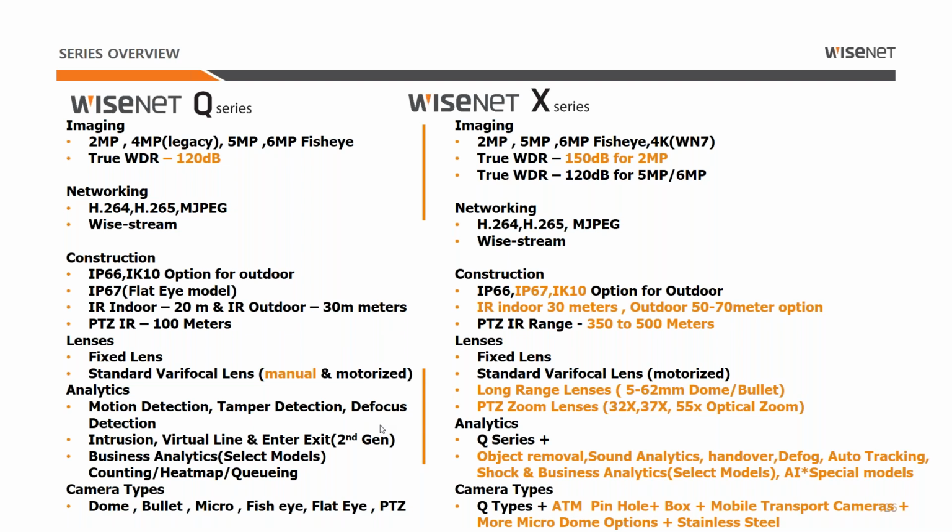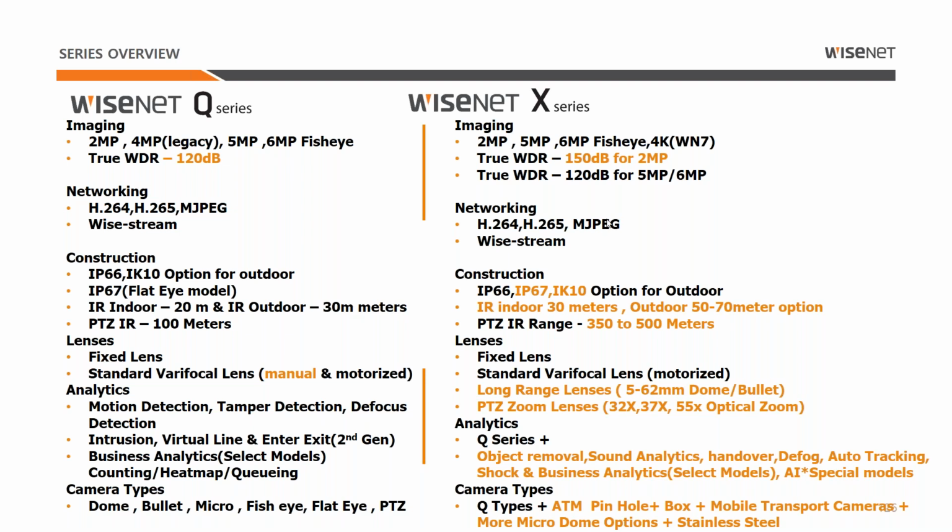But you need more analytics. I need object removed analytics, sound analytics, fog detection. I want AI. Some models I want AI. So you go with X series. Otherwise, you can stick with Q series. So you see the difference. If you need more than the standard requirement, look at X series.